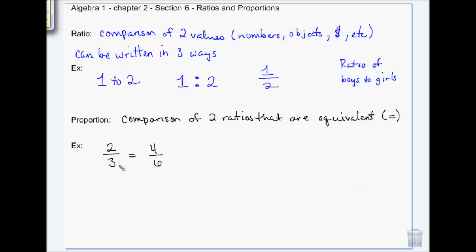Right? Because if I take them as fractions, I can do this also. We don't usually use proportions in this format, but we can in this format. So I could say 2 to 3 is equal to 4 to 6.